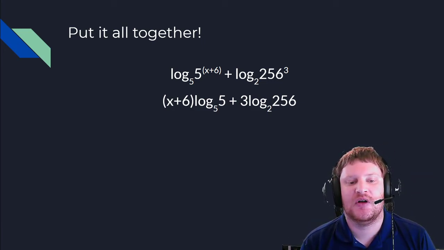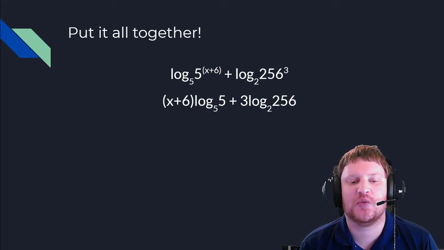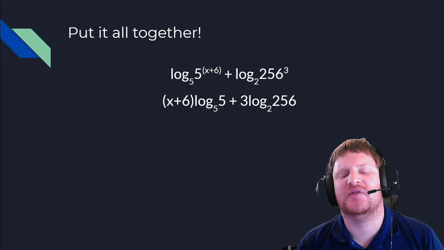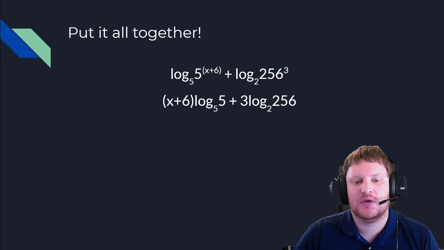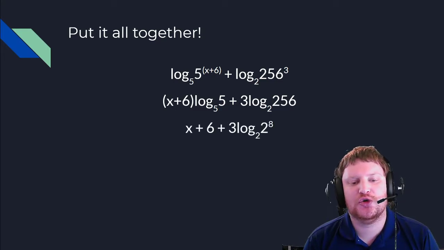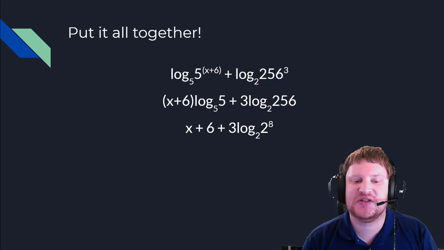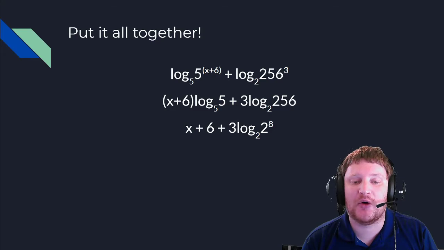Easy enough. The next thing I see is that, well, log base 5 of 5, that's part of our definitional rule, right? Log base 5 of 5 is just 1, so that gives me x plus 6 plus 3 log base 2. But when I look at 256, I notice that that's a power of 2. 256 is 2 raised to the 8th power. So now I'm getting rid of the log base 5 of 5 by recognizing that that's 1. That gives me x plus 6. I'm getting rid of the 256 by recognizing that that's 2 to the 8th power.